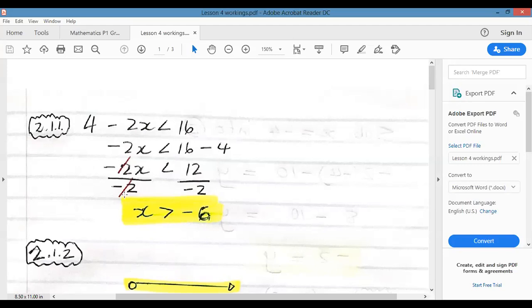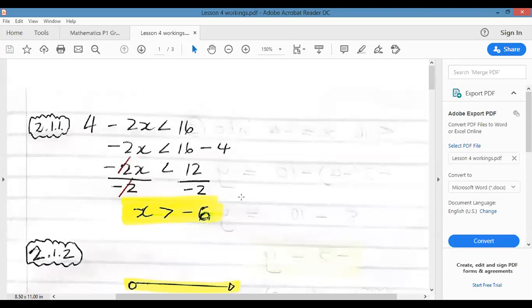Then you must divide by negative 2 both sides, because the question said solve for x. So you must divide by negative 2, negative 2. Now, here was the tricky part: 12 divided by negative 2 is negative 6. However, the sign will change, guys. Remember here it was less than, but now because you have divided with a negative number, the sign will always change to the other side. So it will be x is greater than negative 6.